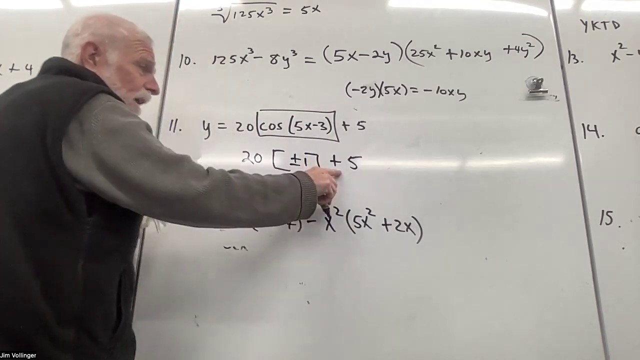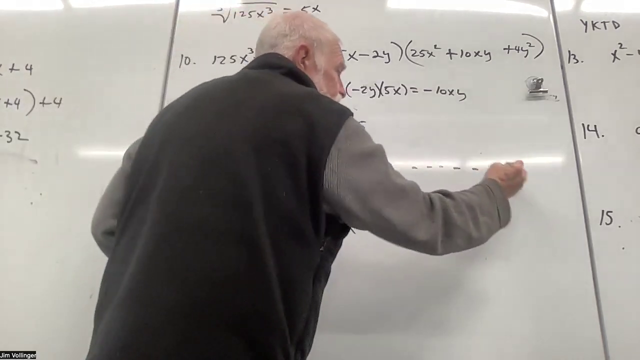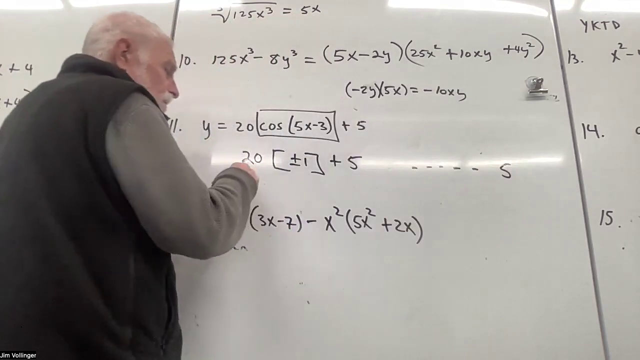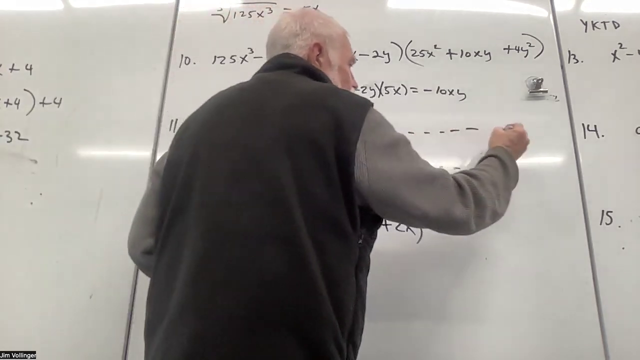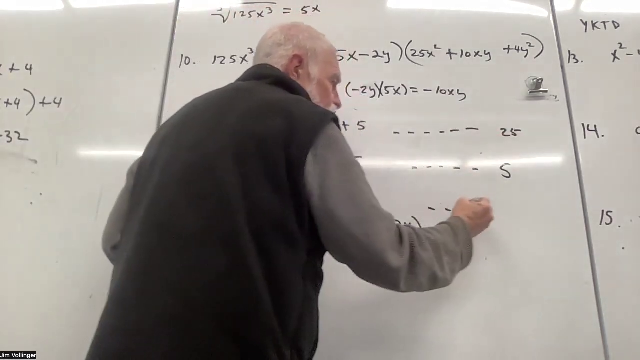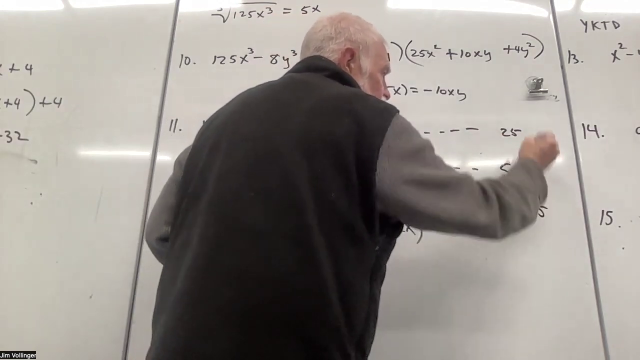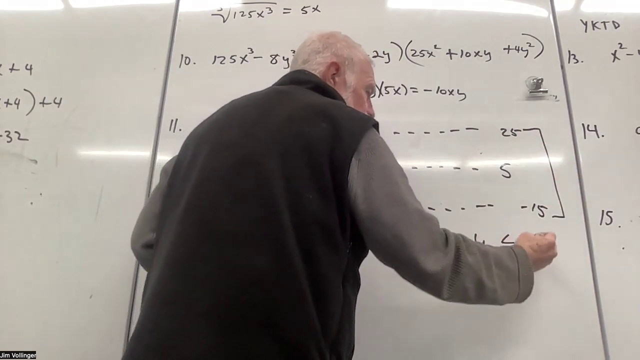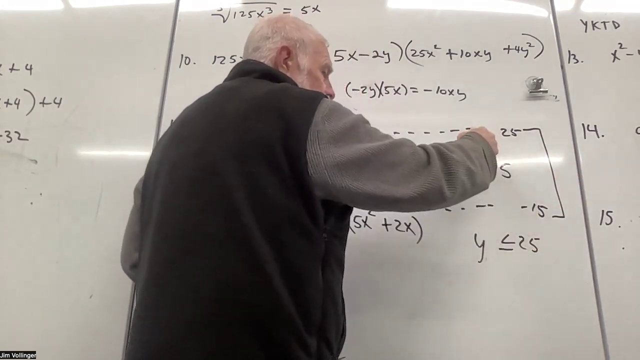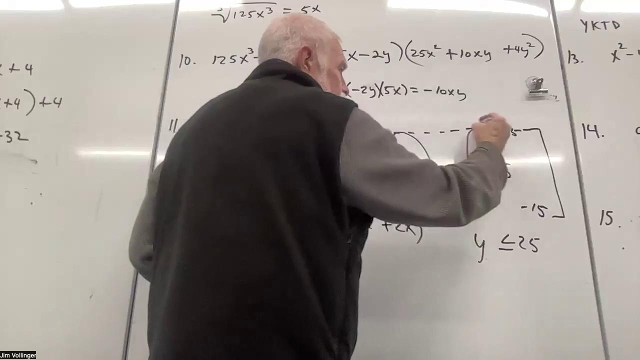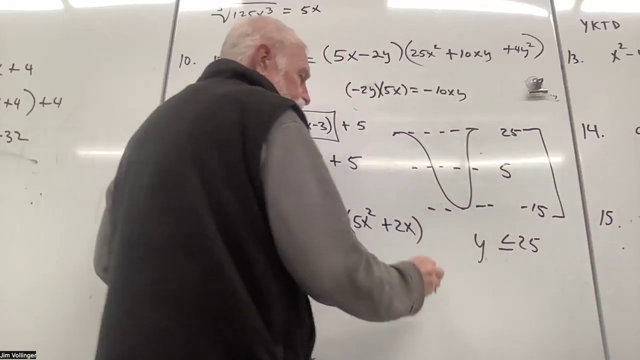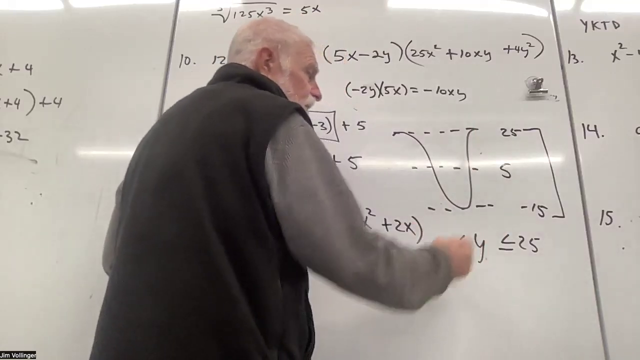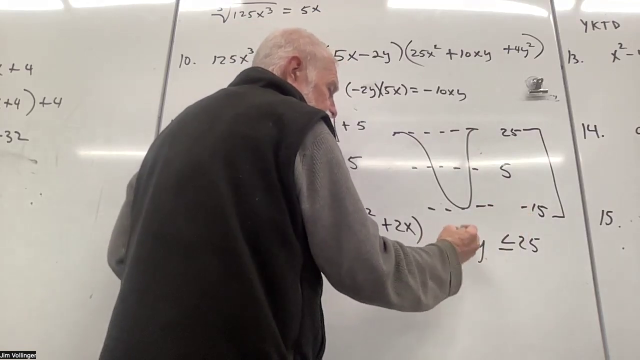So that's the center line. When you start to plot, you plot the center line first. You look at the amplitude. You go up by 20. You go down by 20. And what's my range? Y values that are less than or equal to 25. They never get bigger than that. In fact, one period is going to look like that. I pick the proper numbers, and I got to be bigger than or equal to negative 15.